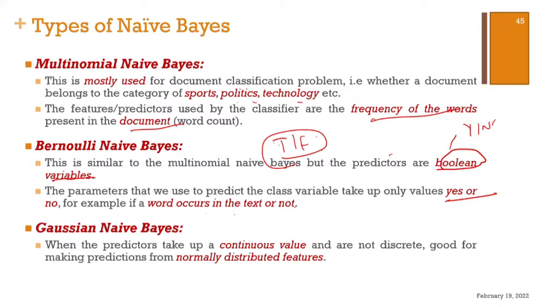And the last one is the Gaussian naive Bayes. It is used when the predictors take up continuous values, like the example I gave earlier. So when the predictors are numerical and not discrete, it's good for making predictions from normally distributed features. If your features are normally distributed, you are sure, then it's good to go for that. So the naive Bayes to be used there is known as Gaussian naive Bayes. In that case, it's not text, it's not categorical, but it's numbers.